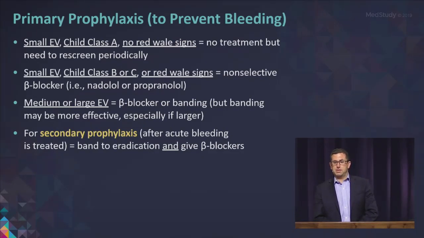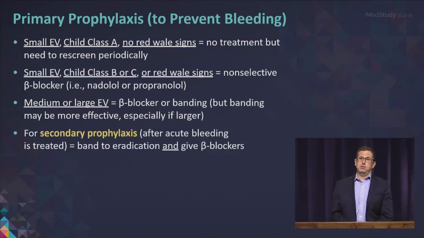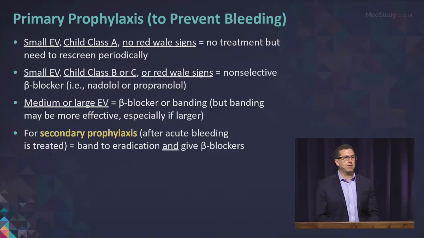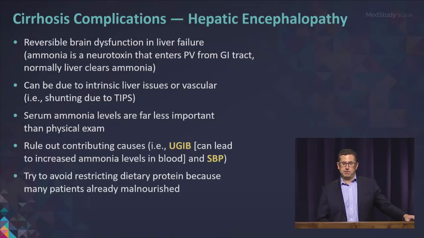Primary prophylaxis, to prevent bleeding. Generally, if the varices are small and there's no high-risk stigmata, you generally don't have to start anything. But if the varices are small and there's high-risk stigmata or advanced liver disease, you're going to want to start the patient on a beta blocker. And if the varices are larger, a lot of times you're going to do banding as prophylaxis. For secondary prophylaxis, meaning if the patient bled already, you want to do 2 things. You want to do banding and beta blocker together.